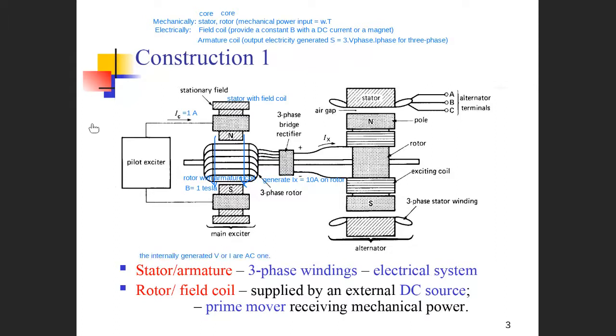So once we're talking about generation, the generated voltage or current inside whatever generator is internally an AC one. Okay, AC ones.